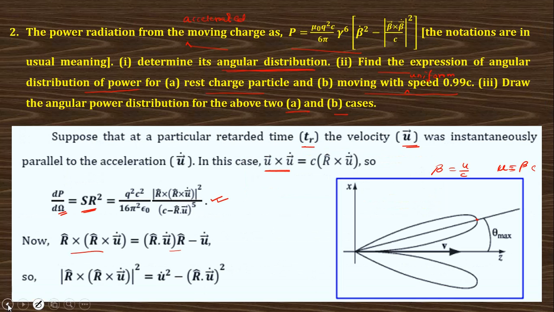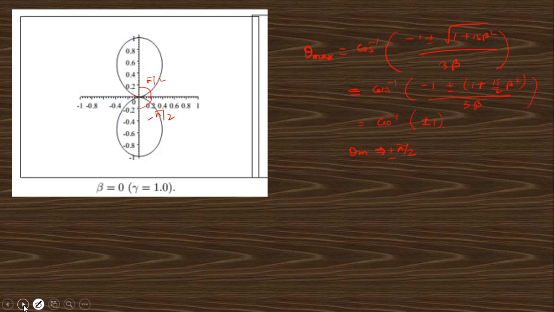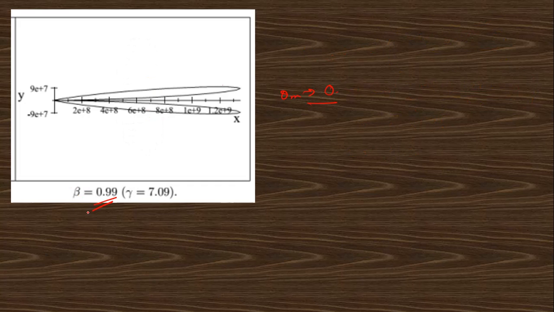So in this question, you need to find the power distribution and then the corresponding power distribution for the special case beta is 0, and next the case beta is 0.99. Okay, thank you for listening.